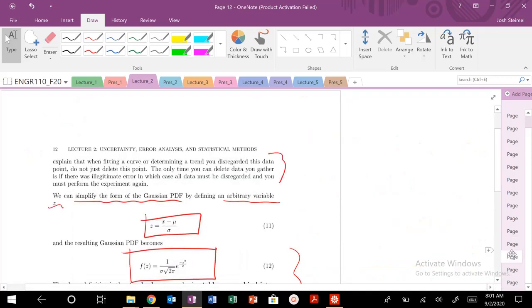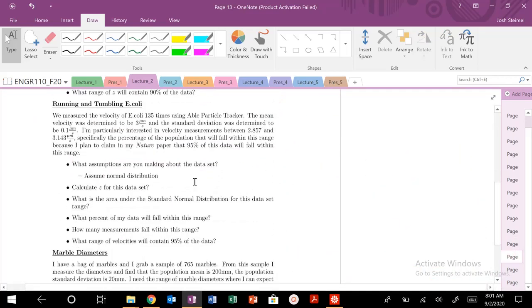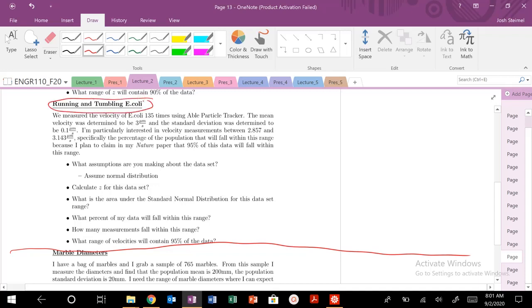So let's do one more example. It's a little more fun. We'll do more of these examples next time. I'm measuring the swimming velocity of bacterial E. coli. They do these cool run and tumble mechanisms.